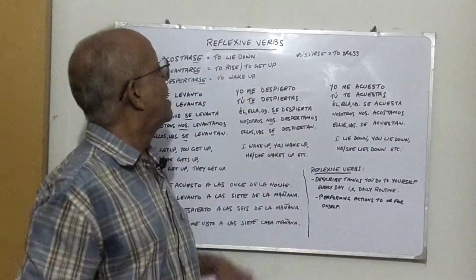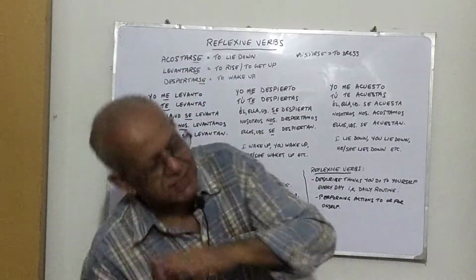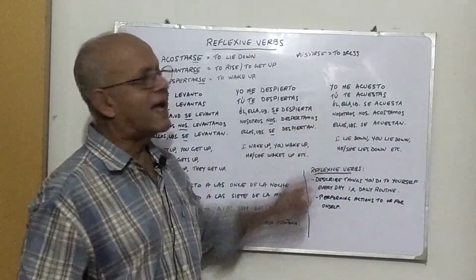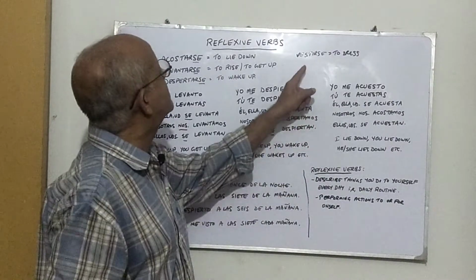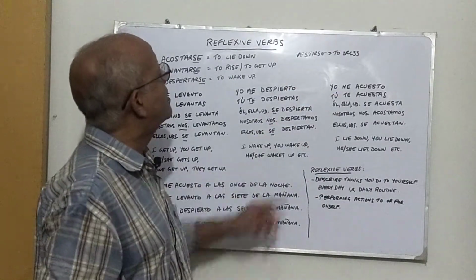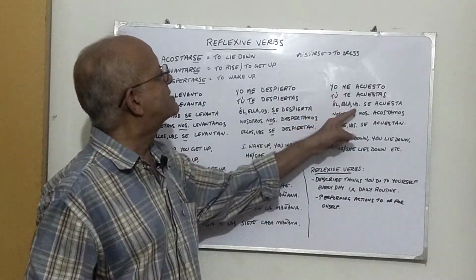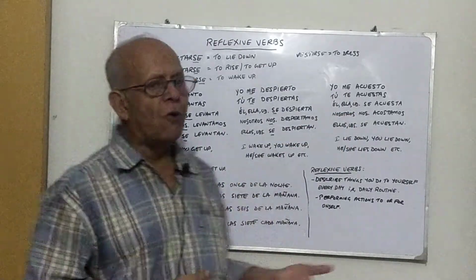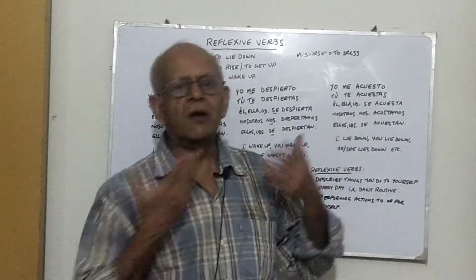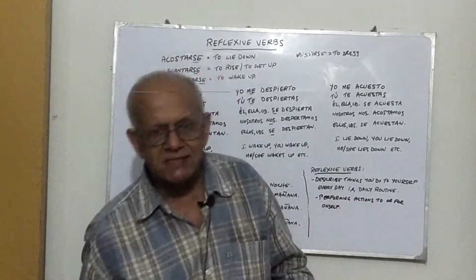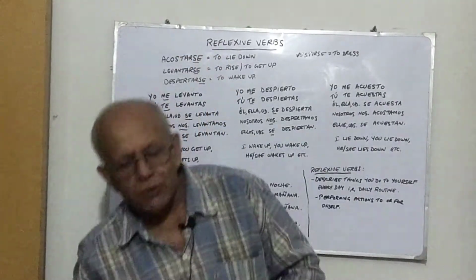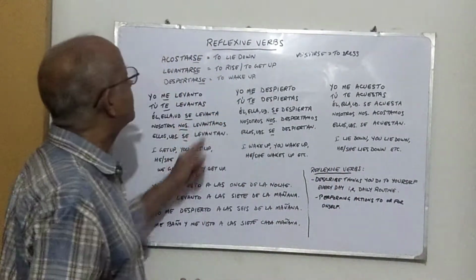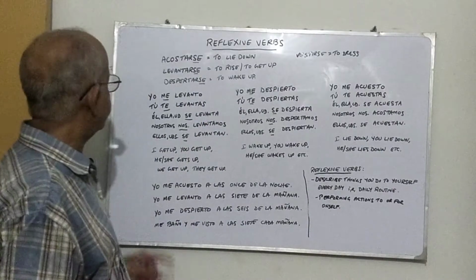One more. Acostarse. Acostarse is to go to bed or to lie down. Again we add the me, te, se. Acostarse is also an irregular verb. It becomes acuesto, acuestas, acuesta, acostamos and acuestan. So, yo me acuesto, tú te acuestas, él se acuesta, nosotros nos acostamos, ellos se acuestan. These are the formations of reflexive verbs.